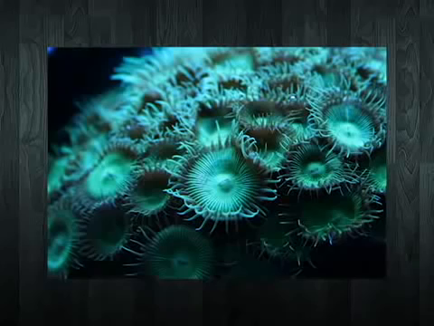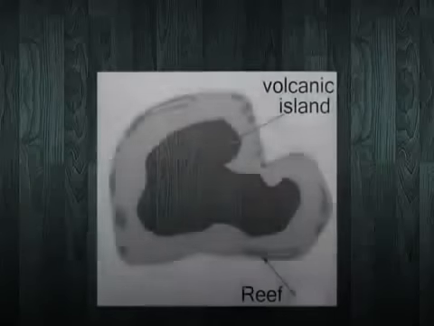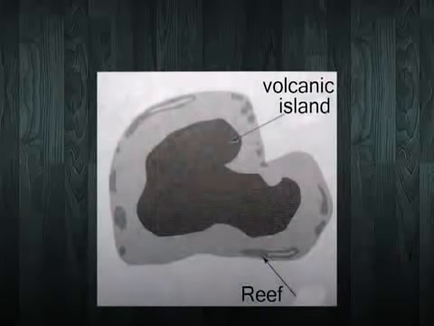Some good examples of fringing reefs can be found around the Hawaiian Islands. Oh yes, these are the most common and also the most recently formed class of coral reefs. Here's a drawing of a fringing reef. I think this is actually one of the Hawaiian reefs.